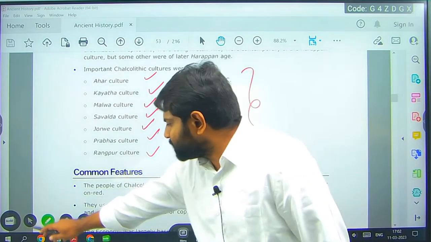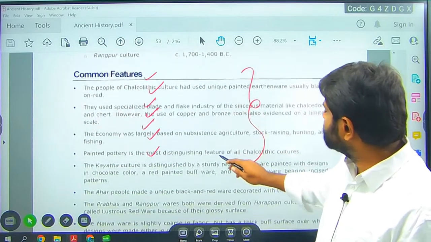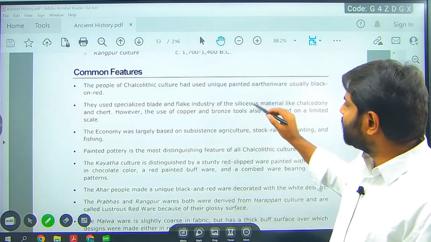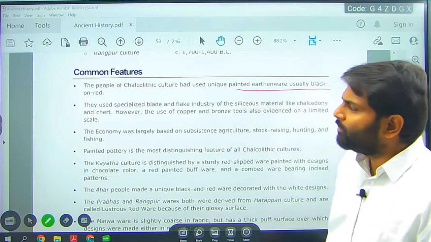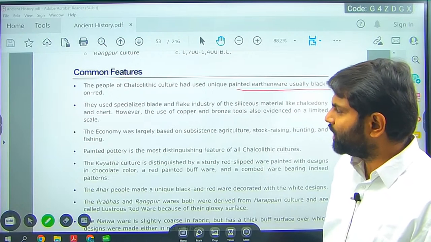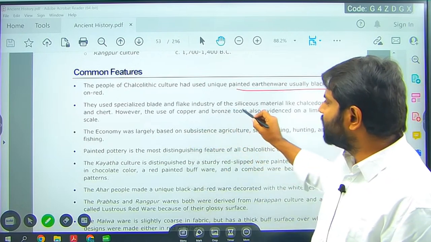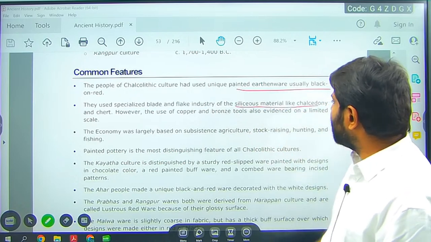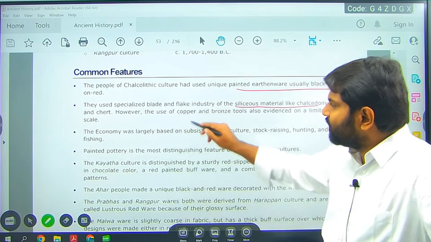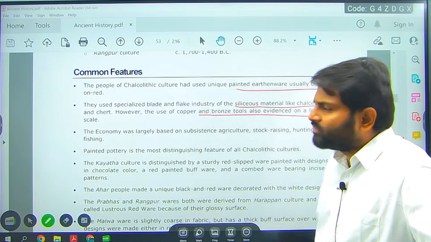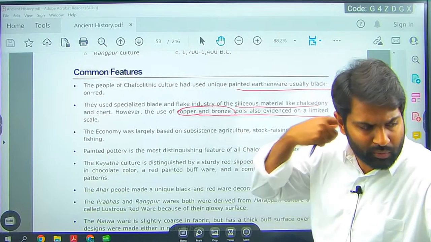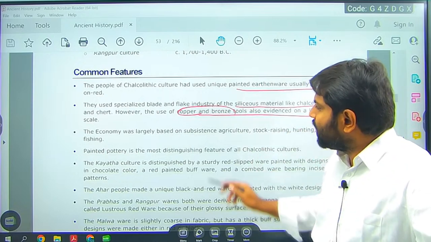What are the common features of the Chalcolithic culture? The first one is they used a kind of unique pottery, painted earthenware, usually black on red. They used a specialized blade and flake industry of siliceous materials like chalcedony and chert, which were also used in the Neolithic age. However, the use of copper and bronze tools is also evidenced on a limited scale. So in the Chalcolithic age, they used copper and bronze to a limited extent.